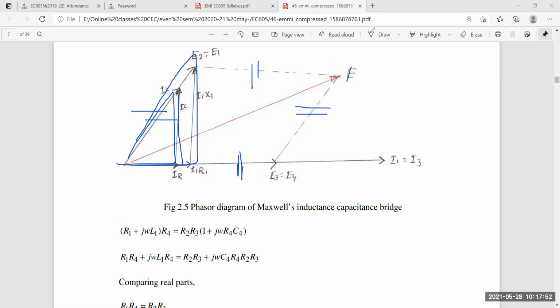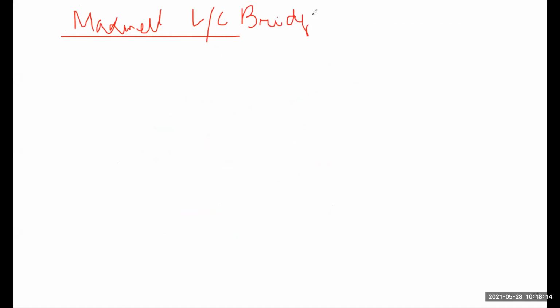Now let me share with you my whiteboard where I will show you the Maxwell capacitance. Let us discuss Maxwell. I'm writing here the L by C method because that denotes the inductance capacitance bridge. Okay, inductance capacitance bridge. First, let us discuss the 4 arms.